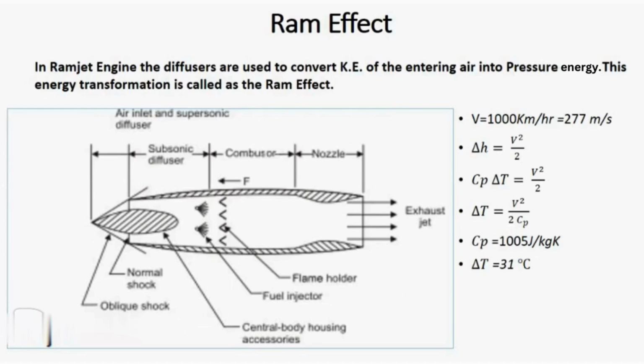If we compute that change in enthalpy, we can summarize it as the product of specific heat of air at constant pressure and rise in temperature of the air. The product of this Cp and delta T is equal to half of the square of the velocity at which the aircraft is cruising. If we use this velocity 277 meters per second and specific heat of air 1005 joule per kg Kelvin, then we observe that the change in the temperature due to the ramming action is equal to 31 degrees Celsius. So at this temperature, air is entering into the compressor section.